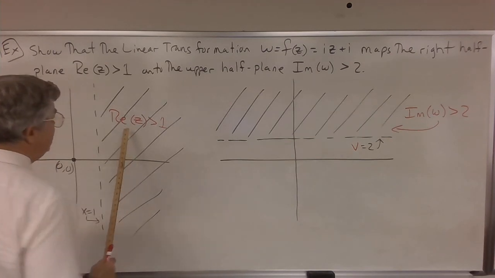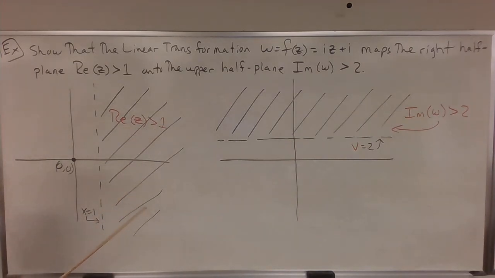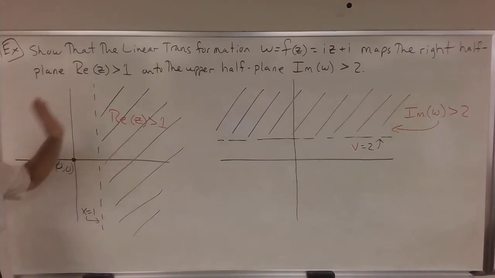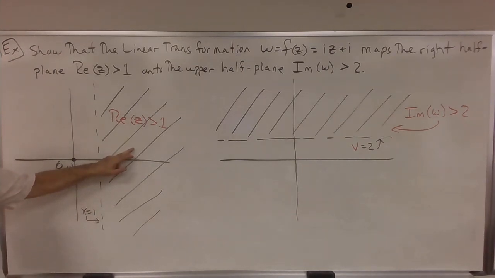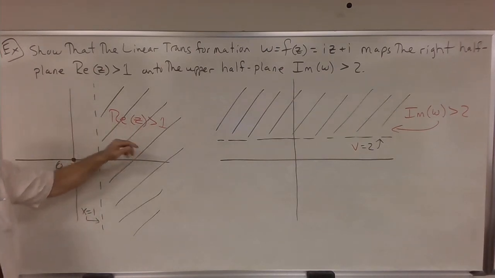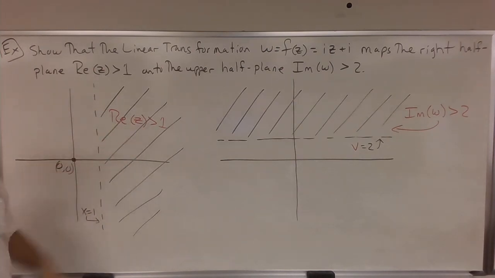Here's the half plane, real part of z greater than 1. It consists of all complex numbers whose real part is greater than 1, but the imaginary part can be anything. So the only complex numbers that aren't in this region are the numbers whose real part, x, is less than or equal to 1. Everything to the right of this line, x equals 1, is in the region real part of z greater than 1.